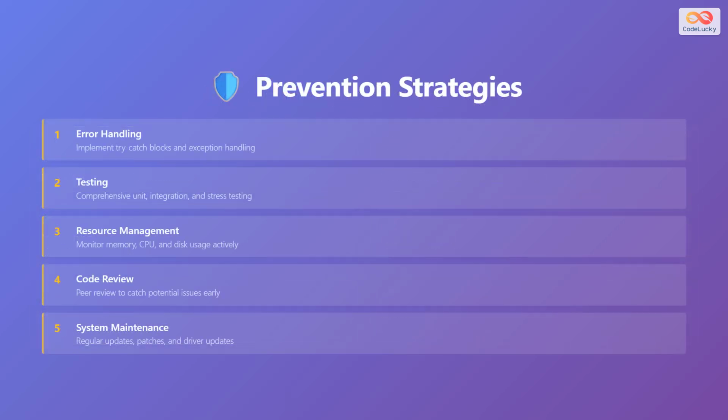You can prevent most crashes by following good practices. Error handling means writing code that catches problems before they crash the program. Testing thoroughly helps find problems before users encounter them. Monitoring resource usage means checking how much memory and processing power the program is using. Code review means having other programmers check the code for mistakes. Regular system maintenance, including updating software and drivers, prevents many crashes. All of these strategies work together to make programs more stable and reliable.